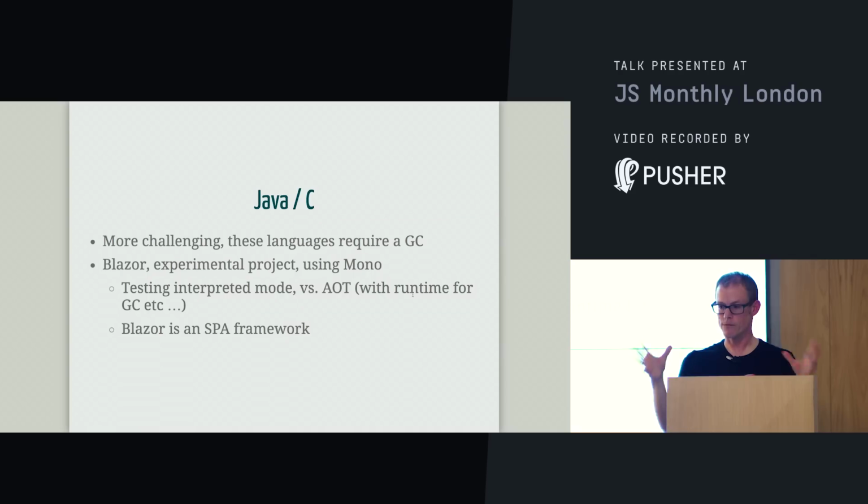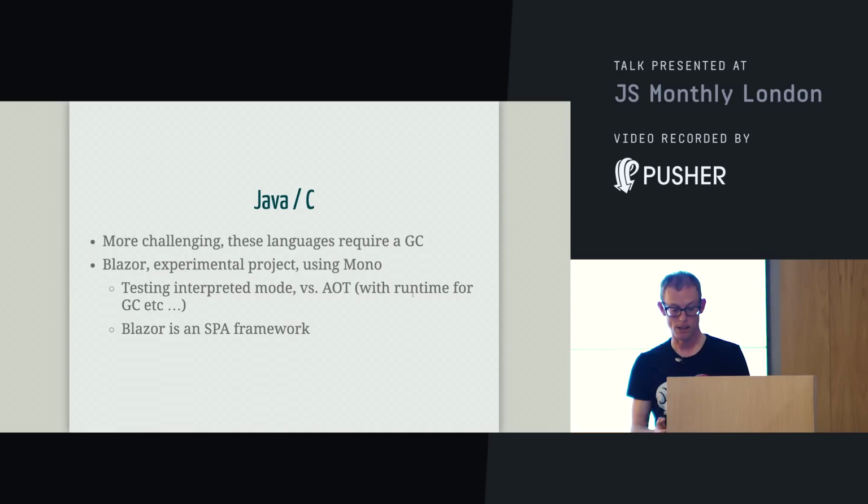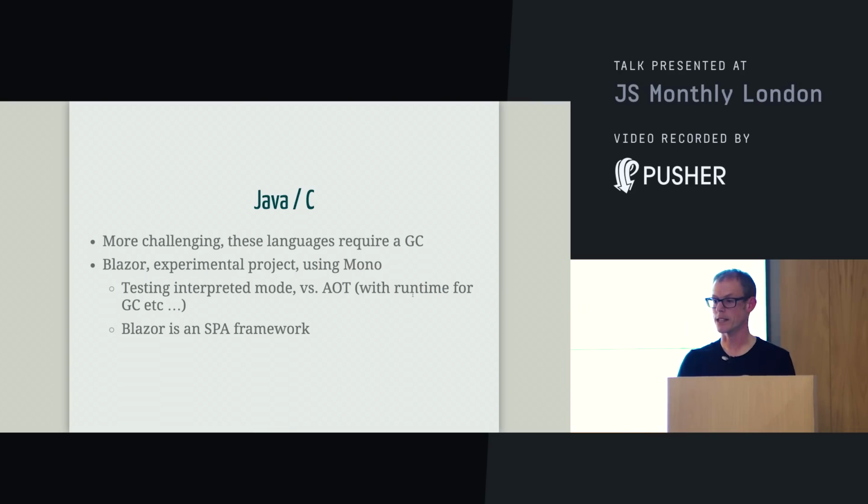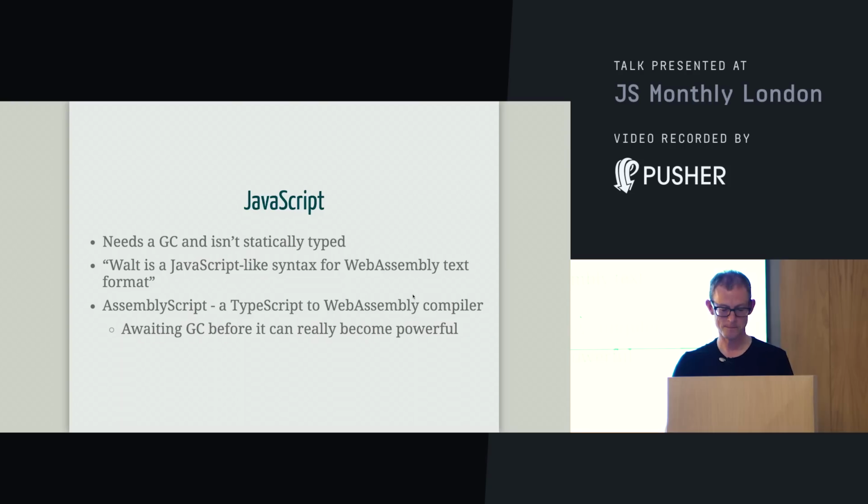Blazor is a project that wraps around Mono's WebAssembly support, and it's a fully featured single-page application framework. So there's a lot of C# developers getting quite excited about the potential of Blazor. I don't have anything practical to show on C# and Blazor because it's very, very new, and I don't think anyone's done anything practical with it quite yet.